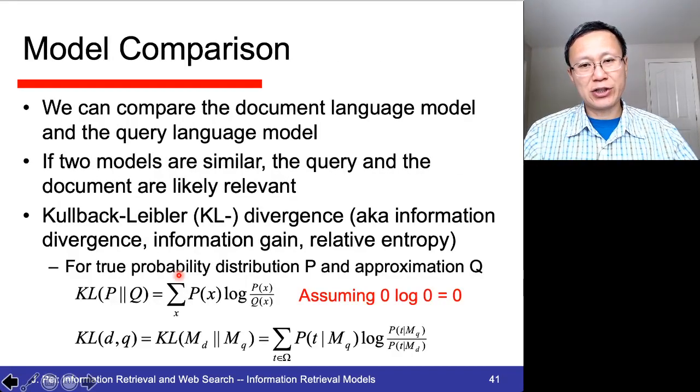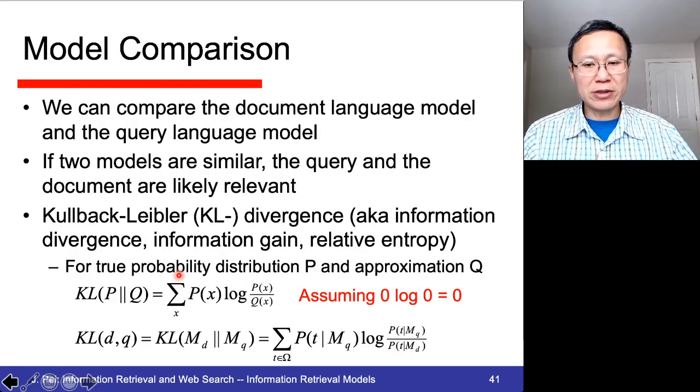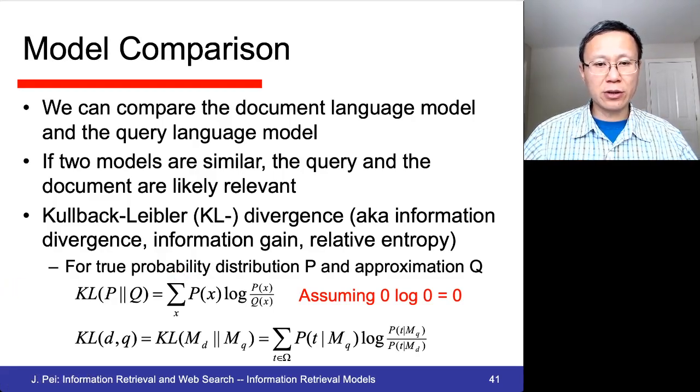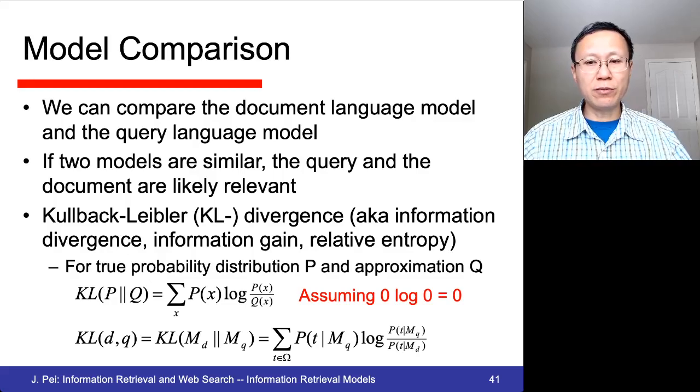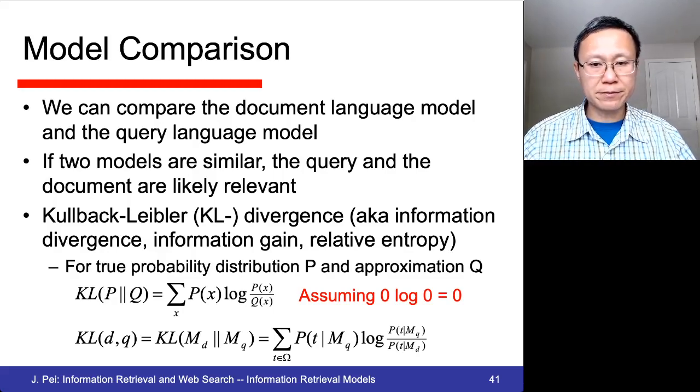Another way is to make a model comparison. We can compare the language model of the document and the language model of the query. If the two models are similar, then likely the document is related to the query. And if the two models are very far apart, then the document and the query may not be relevant.